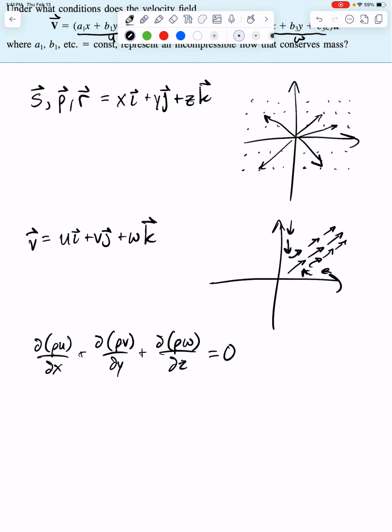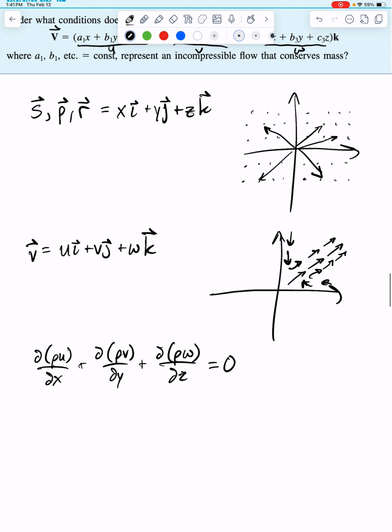The system is incompressible, so we can basically say that density is constant no matter where you are in your vector or your scalar field. And if we divide by rho on both sides, they'll all cancel out because they're all constants.